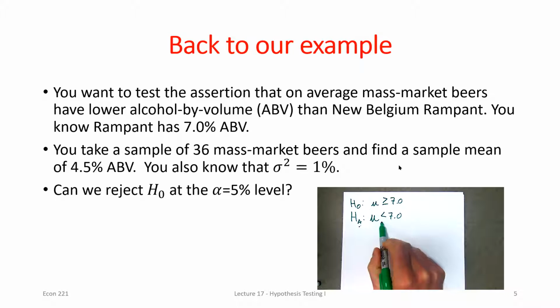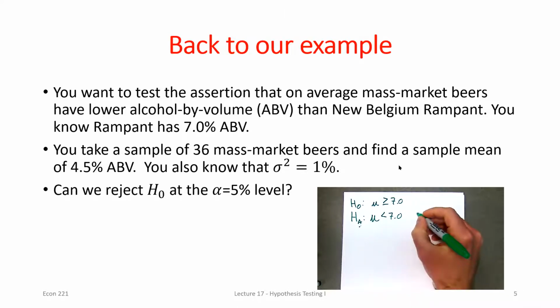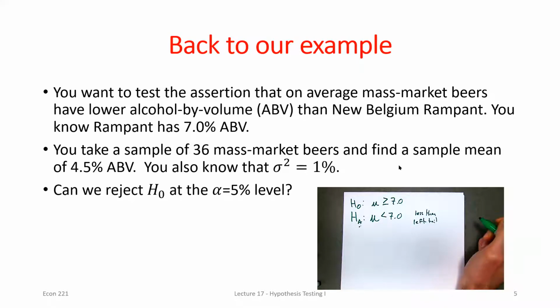So what type of tailed test do we have? Well, we look at the alternative hypothesis, we see a less than sign. So we can think of, we've got a less than or a left-tailed test. Okay? That was something we kind of worked on last week. So we take a sample of 36 beers and we find an average ABV of 4.5.